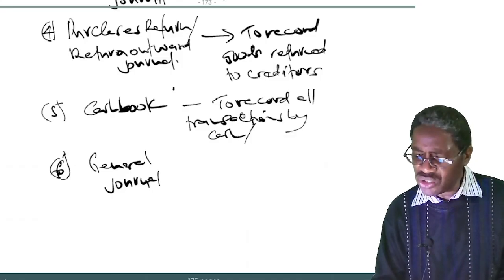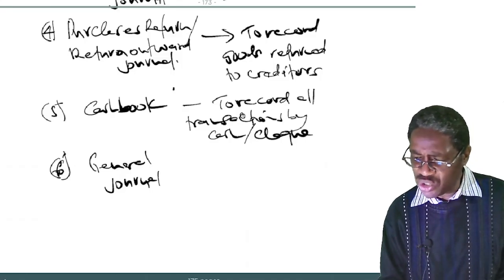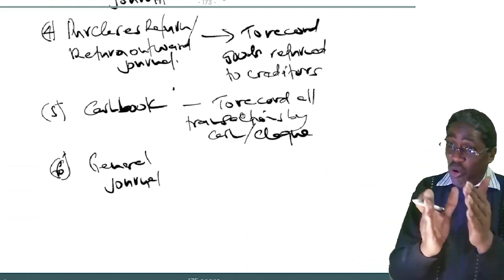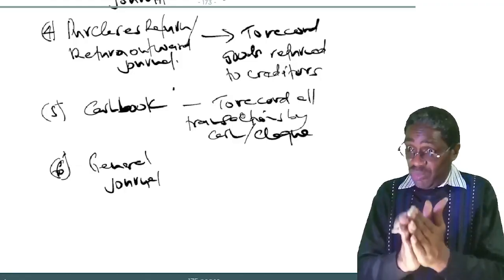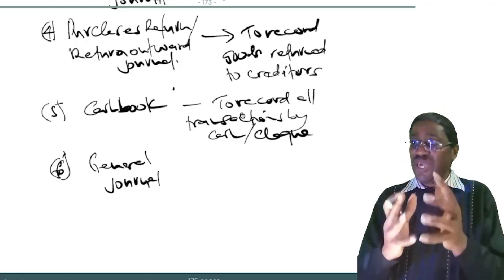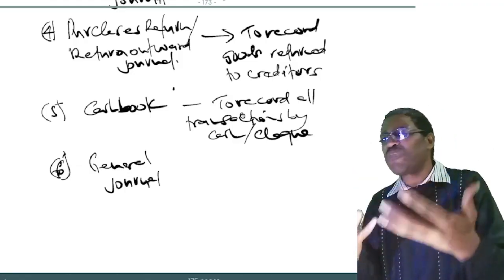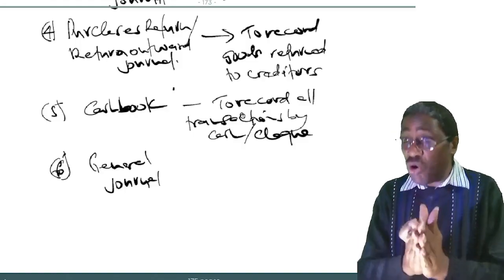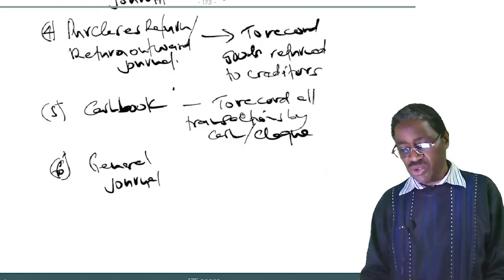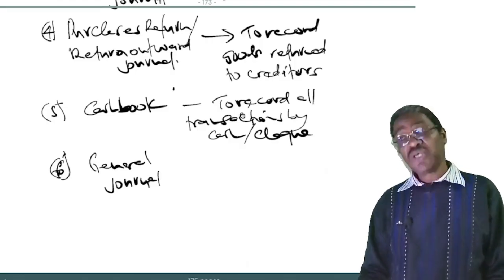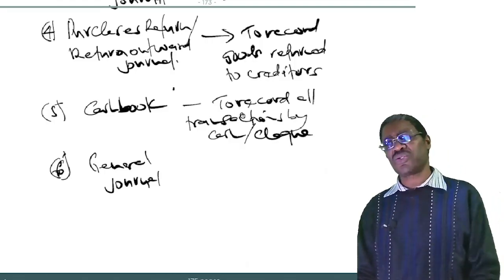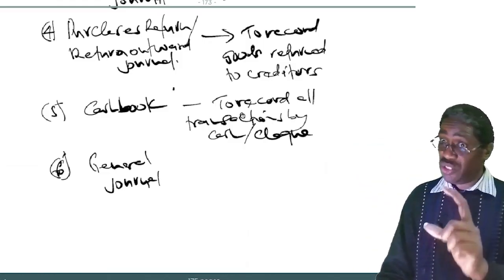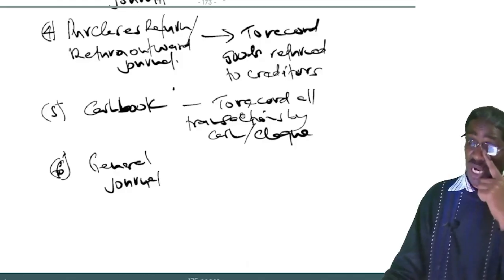Any transaction that was made by cash or by check: if it was made by cash, you record it in the cash column of the cash book. If the payment or the receipt, and it could be a payment or a receipt, is by check, you record it in the bank column of the cash book. So we normally use this book to record all transactions that were made by cash or by check. That's what we use the cash book for.